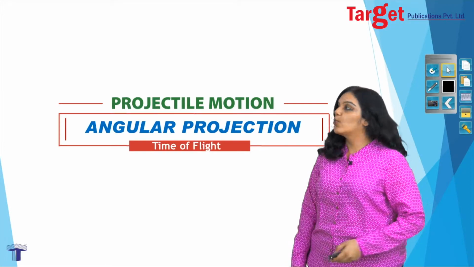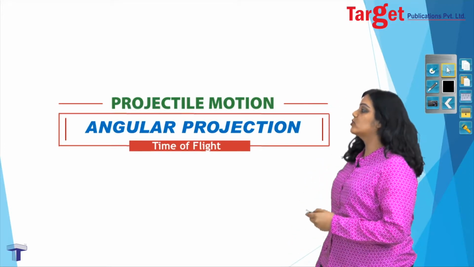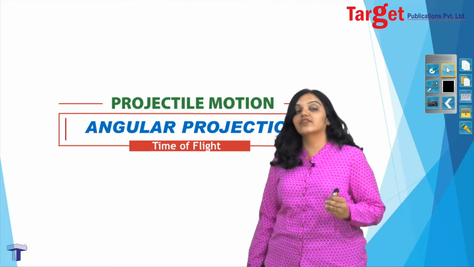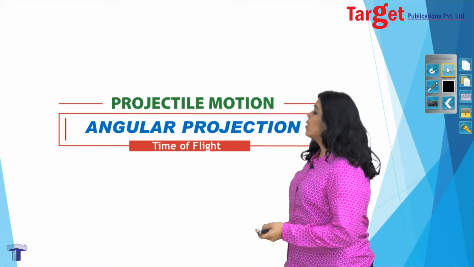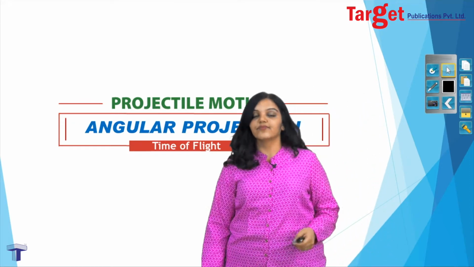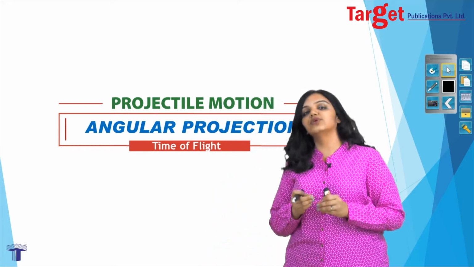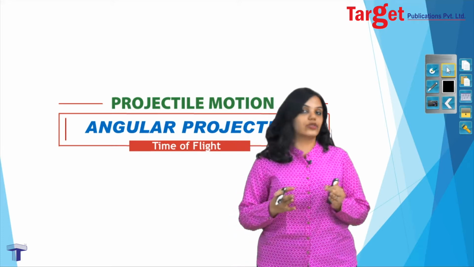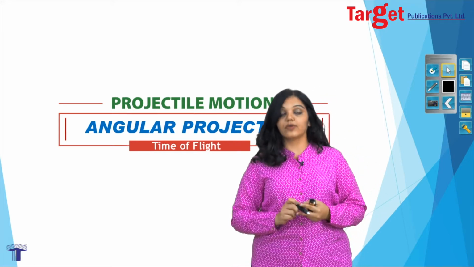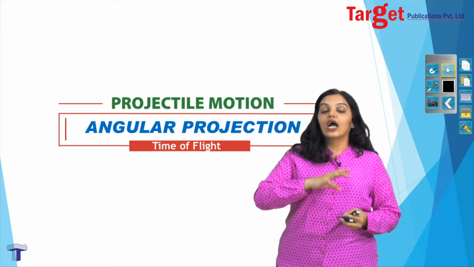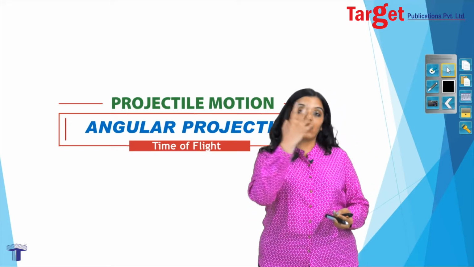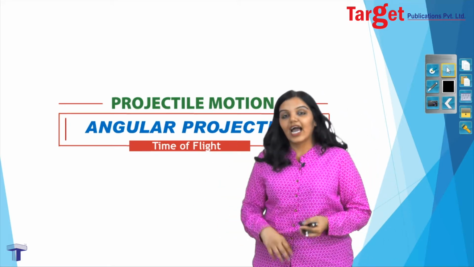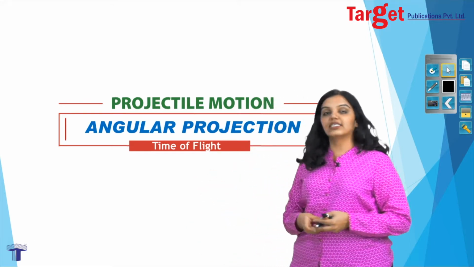Hello everyone, we are still discussing angular projection in terms of projectile motion, and we are now in the third video of this series where we will discuss the time of flight. Just to recap, in the first video of our angular projection series, we spoke about how angular projection is different from horizontal projection. In the last video, I showed why the path of an object in angular projection is parabolic. And now in this video, we will talk about the time of flight.